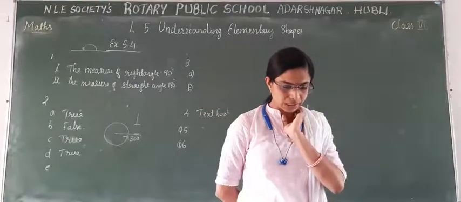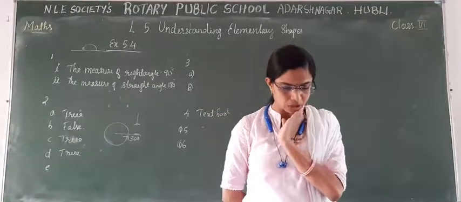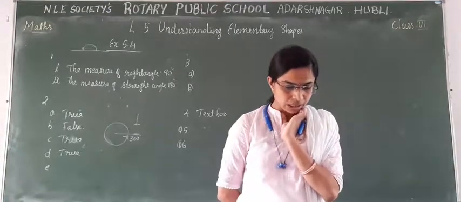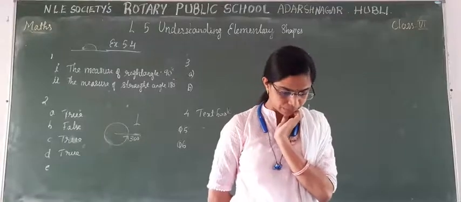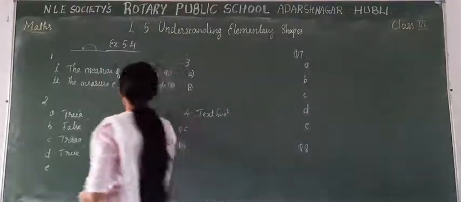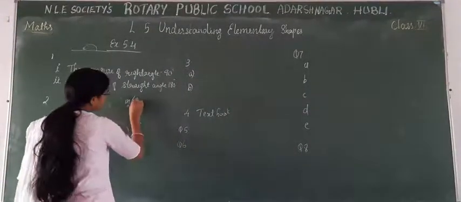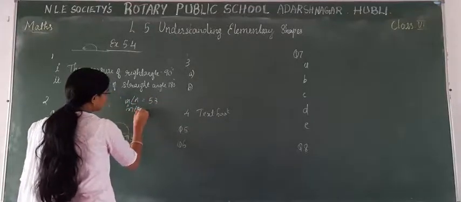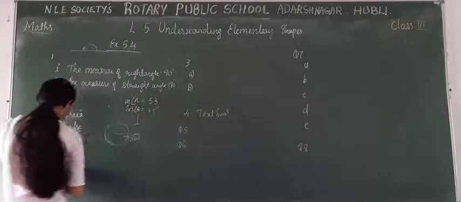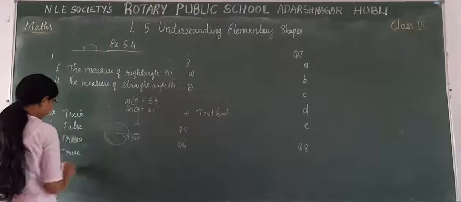If measure of angle A is 53 degree and measure of angle B is 35 degree, then measure of angle A is greater than measure of angle B. Yes. So measure of angle A is 53 degree. Measure of angle B is 35 degree. Hence the statement is true. A is greater than B. It is true.